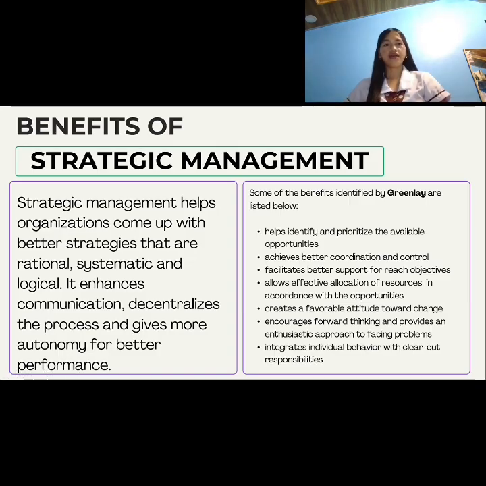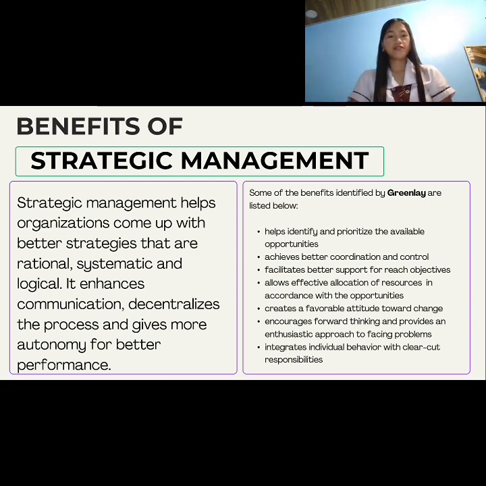First, helps identify and prioritize the available opportunities. Strategic management helps a company see what opportunities are available and decide which ones are most important to focus on. For example, sa isa ka clothing brand na sa stores lang nagasell, when they try to analyze the market trends, na-notice nila nga mas daghan jud og namalit through online. So, nag-identify sila sa duha ka opportunities. First is mag-open sila og laing stores, or second kay mag-start sila online selling.